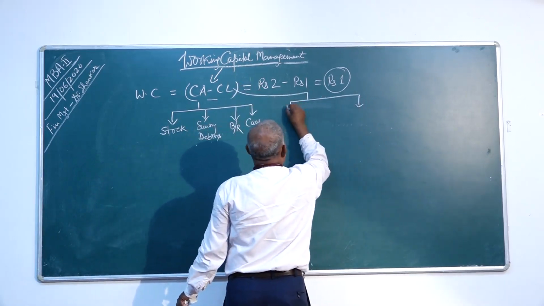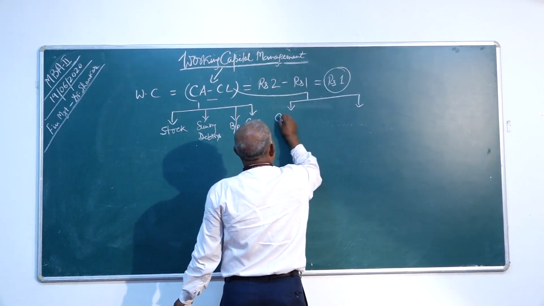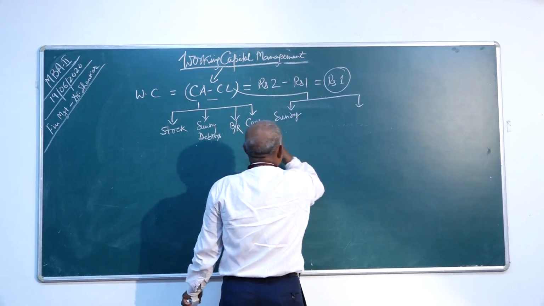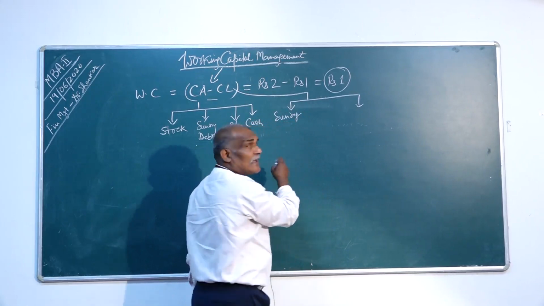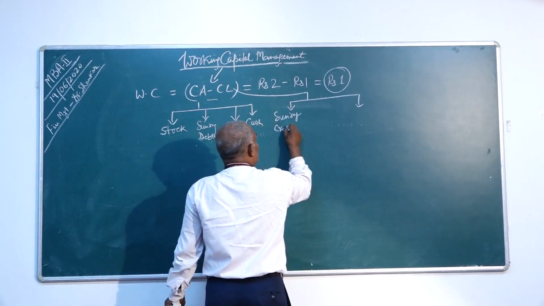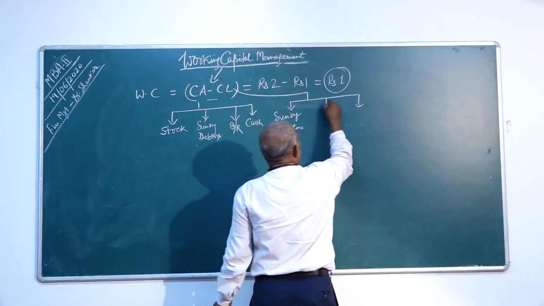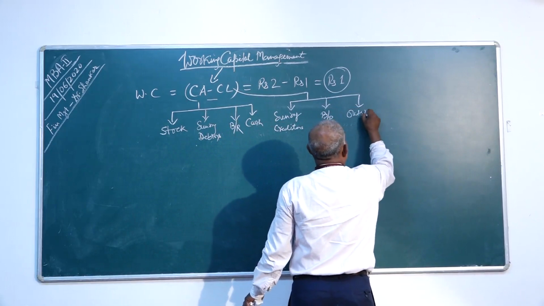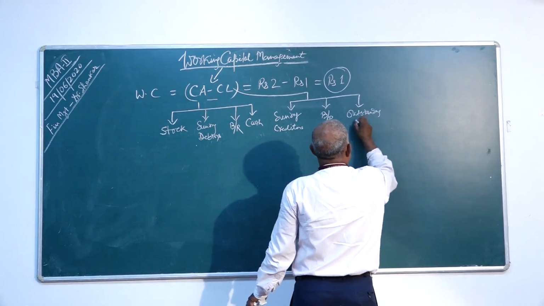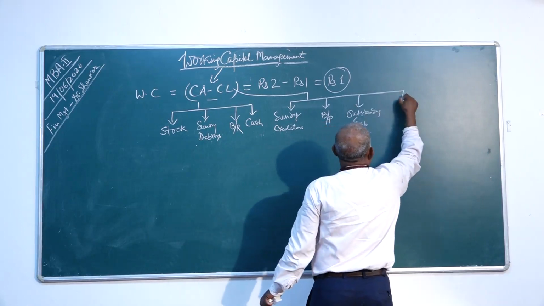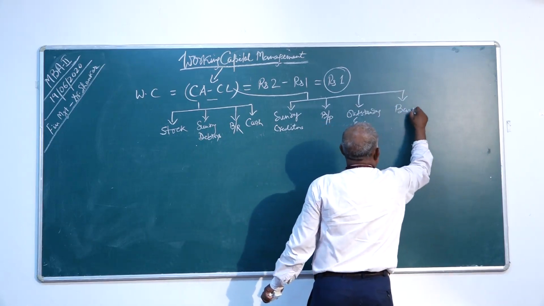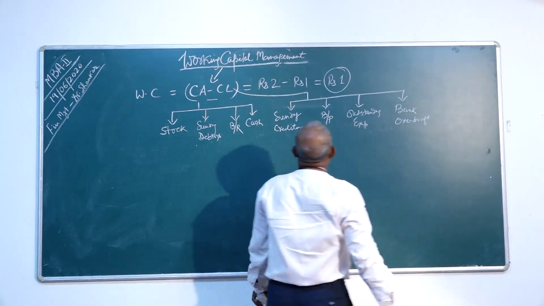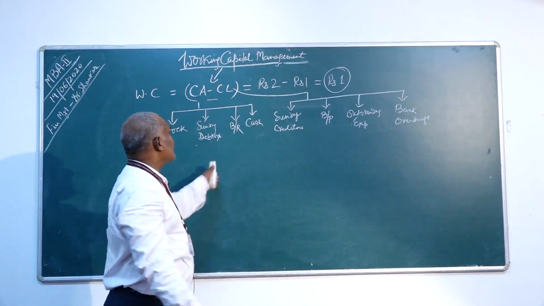And the current liabilities are sundry creditors. Sundry means more than one. When there is more than one creditor, we say sundry creditors. Then bills payable, outstanding expenses, and bank overdraft. These are the current liabilities and these are the current assets.